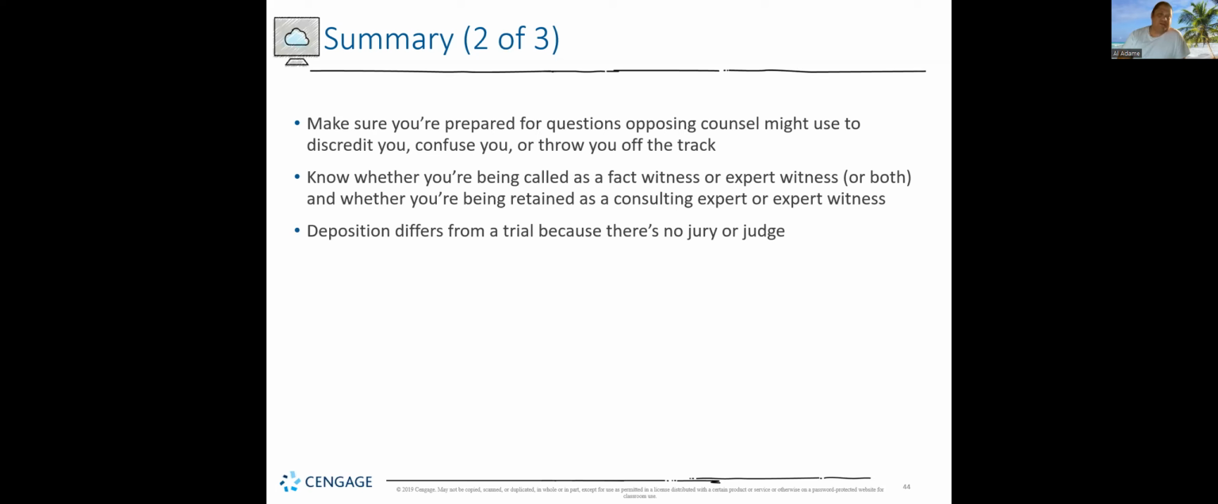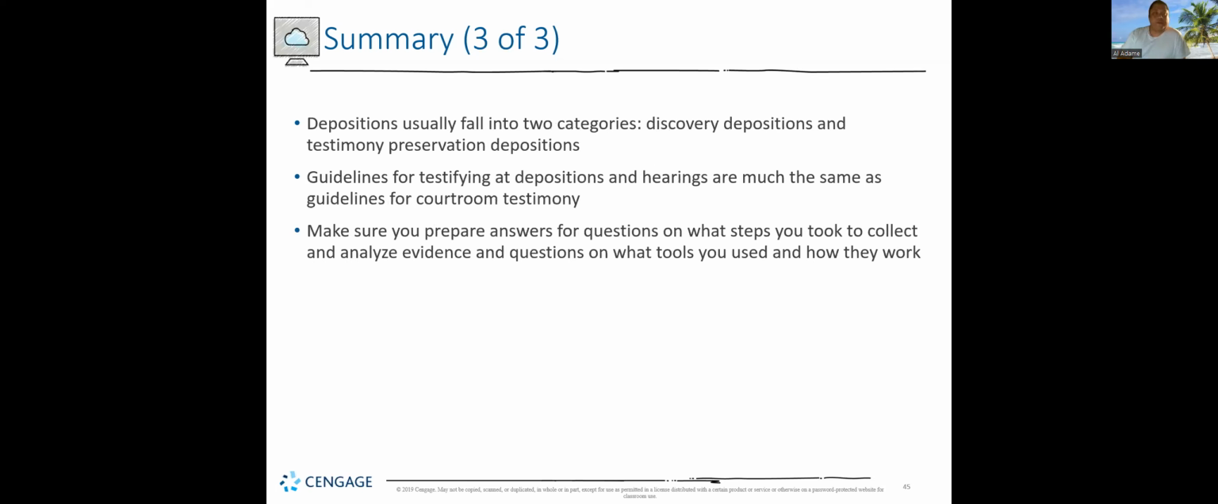Depositions differ from trial because there is no judge or jury. Depositions usually fall into two categories: discovery deposition and testimony preservation deposition. Guidelines for testifying at depositions and hearings are much the same as guidelines for courtroom testimony. Make sure you prepare answers for questions on what steps you took to collect and analyze evidence, and questions on what tools you used and how they work.